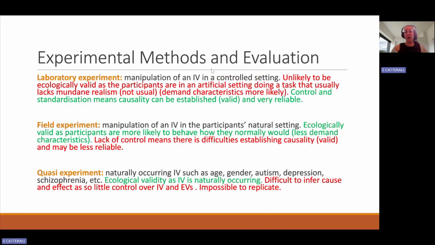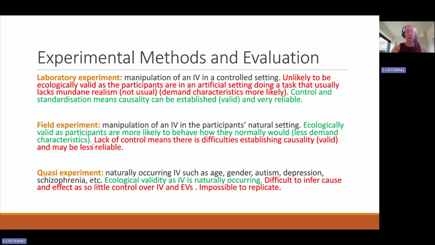So, for example, in a lab experiment, if I was interested in litter being affected by the presence of a bin, then I might bring them to my lab. I'll have a bin while they're eating something, and I'll see whether or not they put it in the bin. And I'll have two conditions. I'll have one where the bin's close to them and one where the bin's far away.